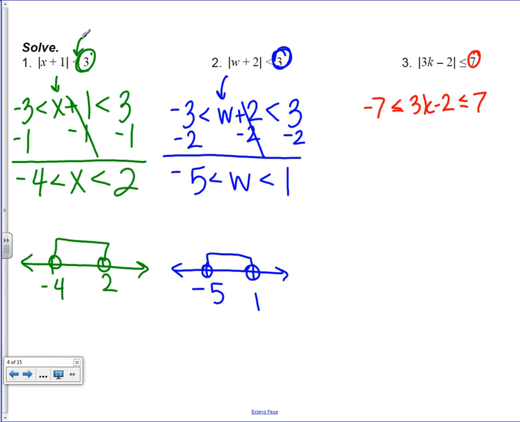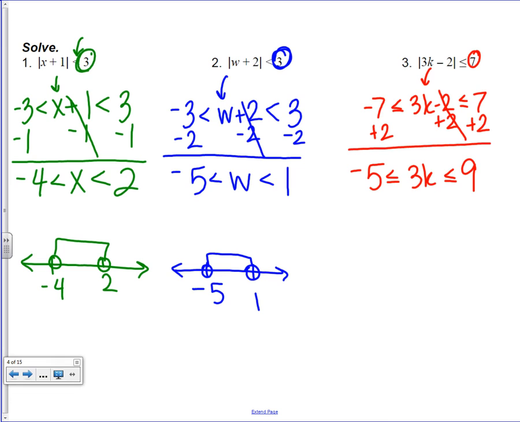Finally, number 3 here. I need to isolate the k in the middle. So the first thing I need to do is add 2. I get -7 is less than or equal to 3k is less than or equal to 9. Now to isolate that 3, I'm going to divide by 3.